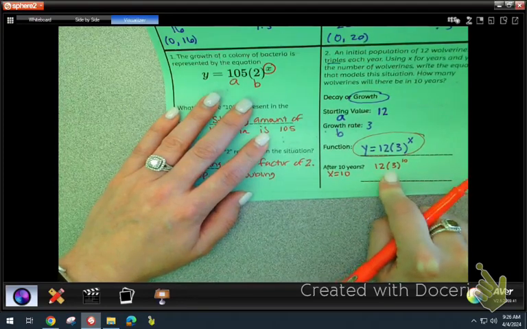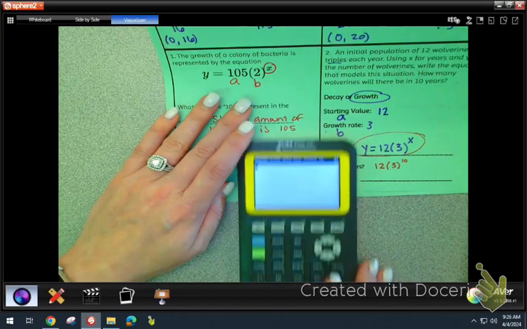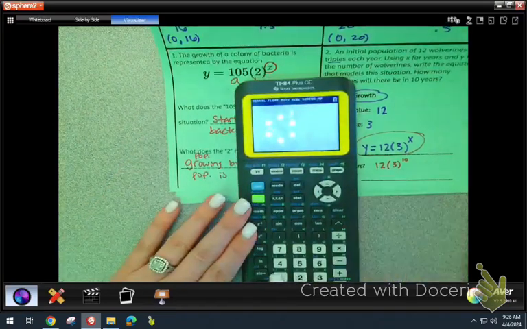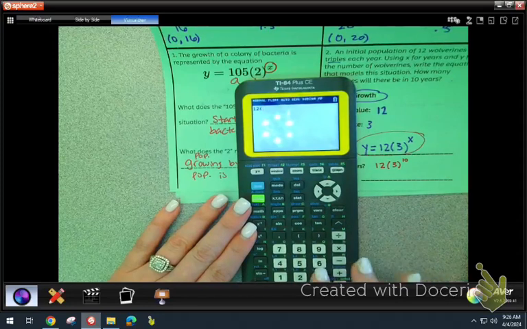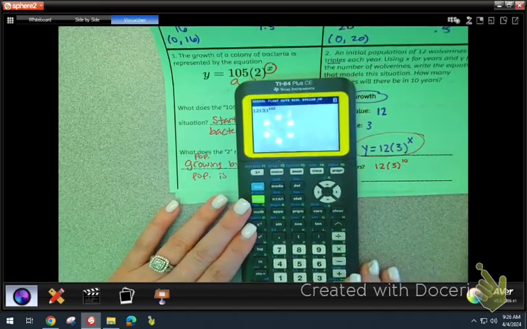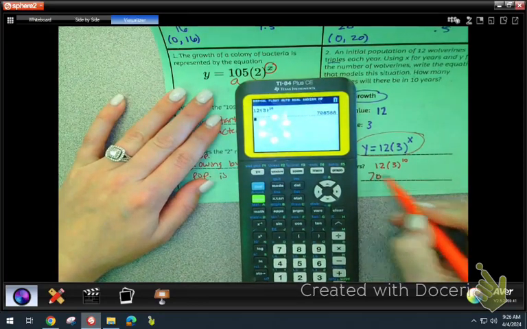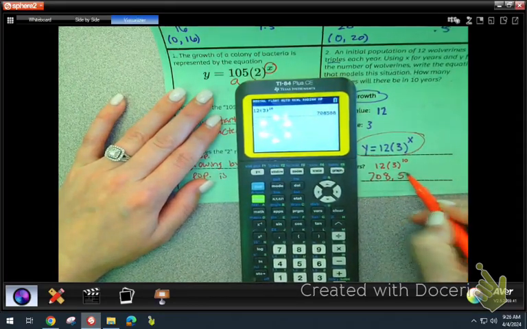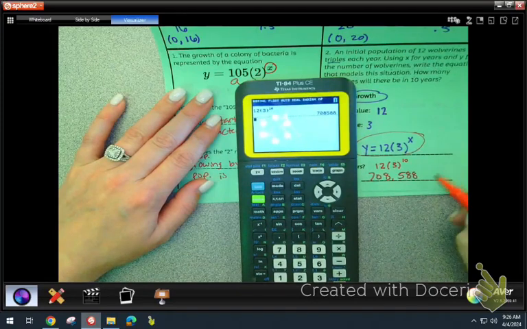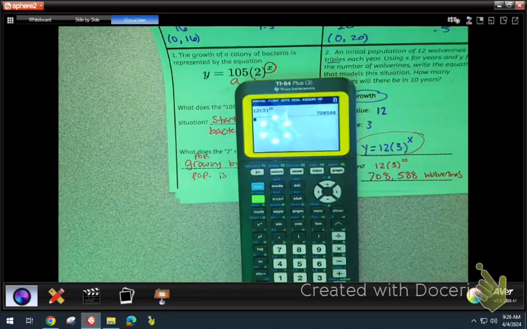How do you do the 10th power? Here's how you type this: 12, parentheses, 3, caret, 10. The answer is 708,588. Wolverines.